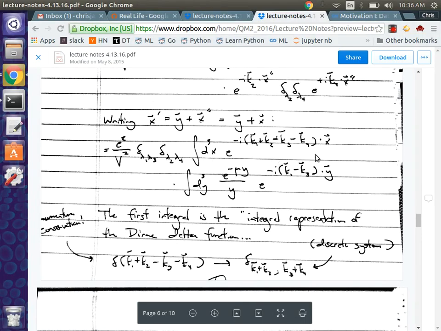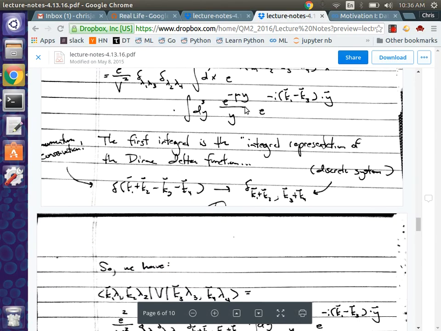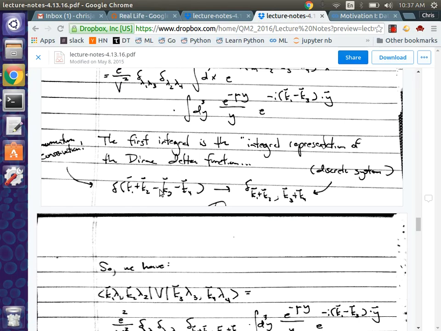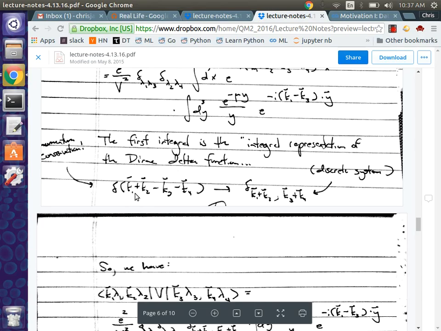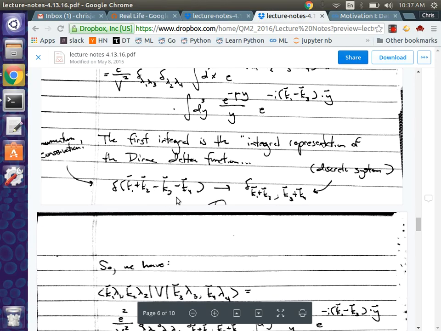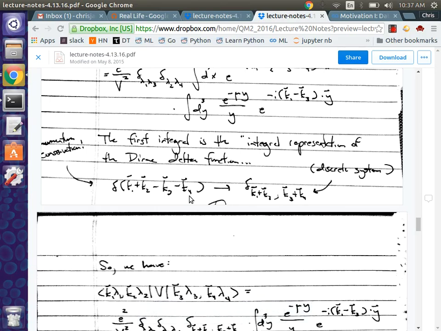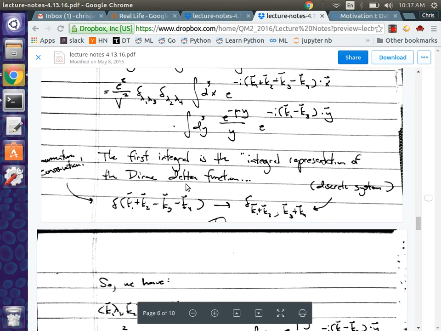It looks complicated, but it's just the integral representation of the Dirac delta function, the thing that we've run into time and time again. It's the integral over all space of e to the minus i k dotted into x, and that's just a delta function. This delta function looks like this. I was going to ask, but the answer is up there, maybe you can't read my writing: what is this delta function telling me? K1 plus K2 has to be equal to K3 plus K4. It's momentum conservation.